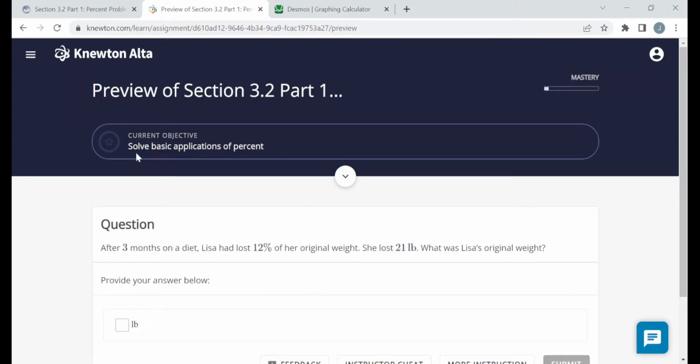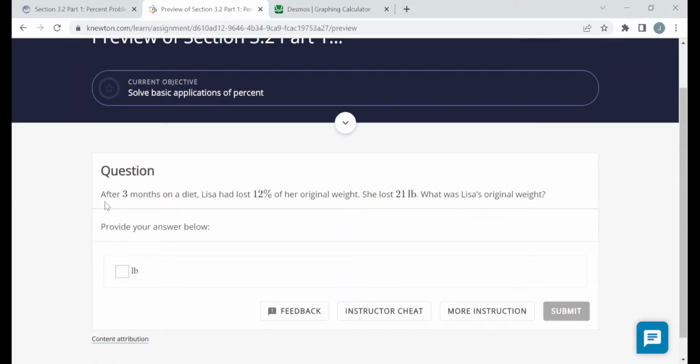All right, so now we're on this objective: solve basic applications of percent. Remember, when you see the percent symbol or the word percent, that means divided by 100, if you want to write it that way. So here we have: after 3 months on a diet, Lisa had lost 12% of her original weight. So she lost 21 pounds. What was Lisa's original weight?